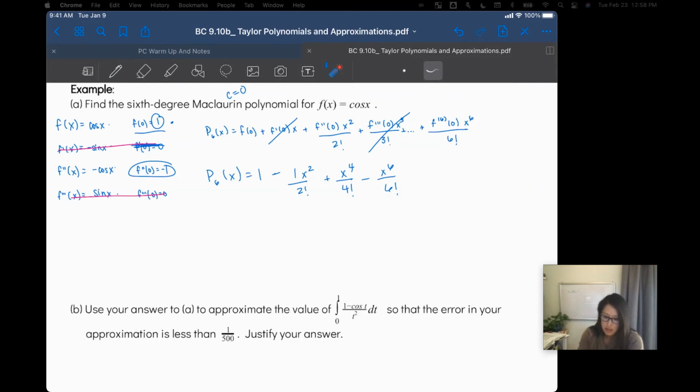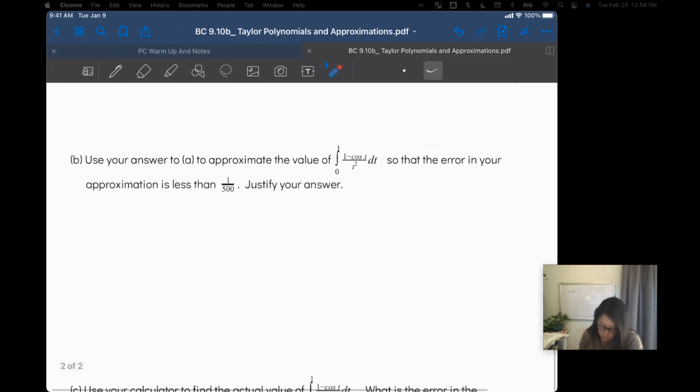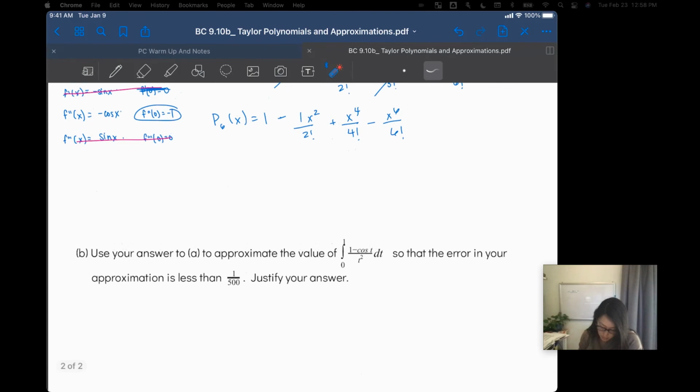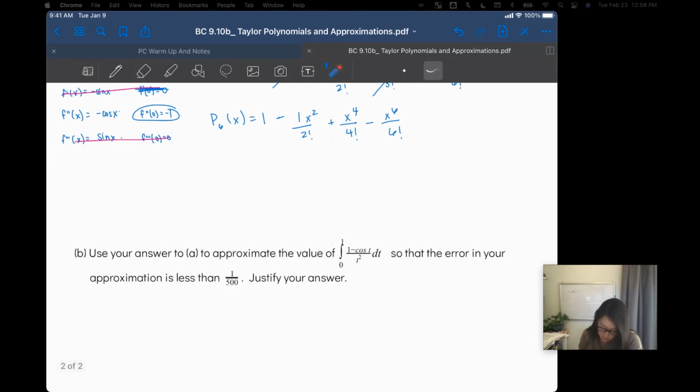Okay, so the next part is we're going to use our answer in A, so our polynomial here, to approximate the value of the integral from 0 to 1 of 1 minus the cosine of t over t squared dt, so that the error in the approximation is less than 1 over 500.